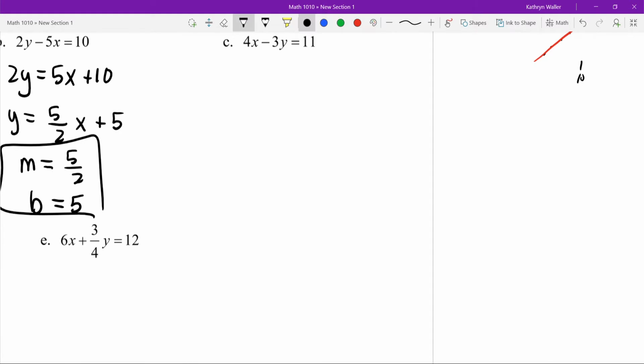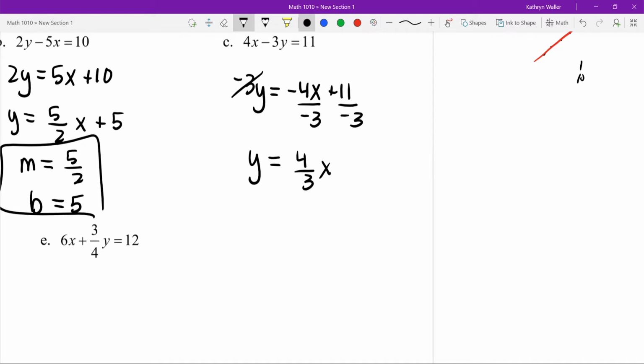Move your x over. So you have negative 3y equals negative 4x plus 11. Now don't get confused. Let's do it like this. Let's divide by negative 3, divide by negative 3, just to be careful. Okay, so then you have y equals, you guys, what's a negative 4 divided by a negative 3? It's a positive, right? And I'm just going to keep it 4/3, and then I have my x.